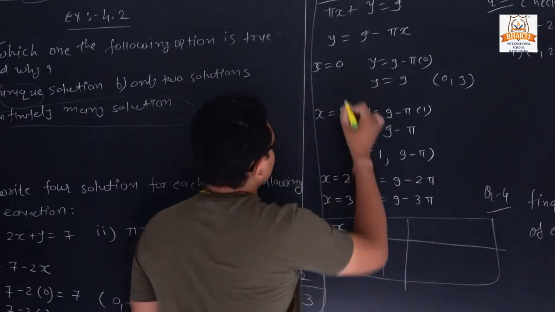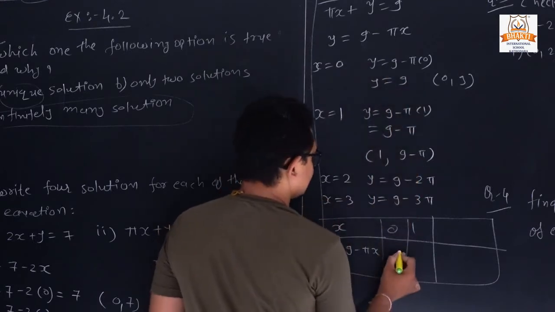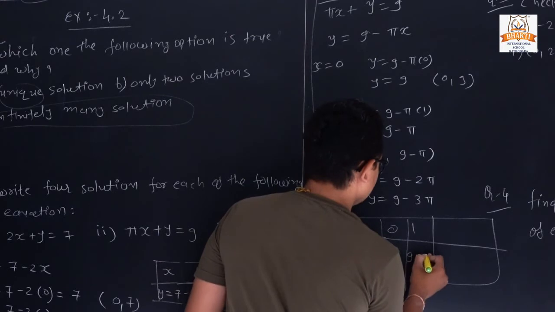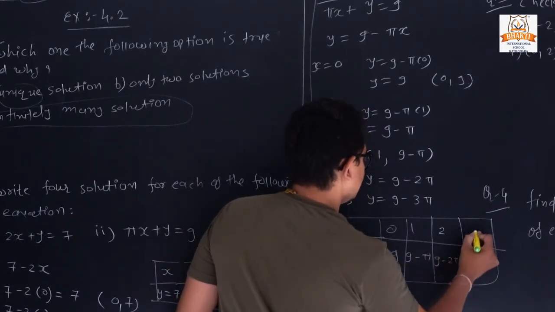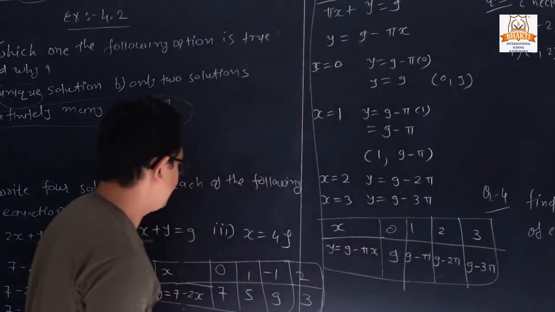Then first of all, if we put 0, the answer is 9. If we put a 1, the answer is 9 minus pi. If we put 2, it is 9 minus 2 pi, and if we put 3, it is 9 minus 3 pi.